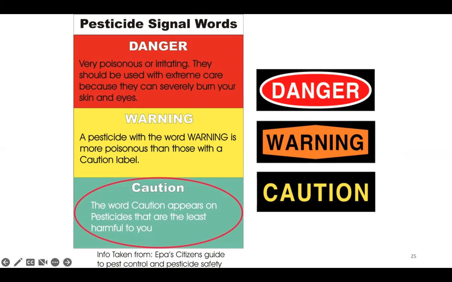And then danger, as you can see, is in red. Danger means very poisonous or irritating, so these products should be used with extreme care because they can severely burn your skin and eyes. It's kind of like the traffic lights: green, yellow, and red, meaning caution, warning, and danger. So those are the signal words. If you see any of those signal words on the pesticide label, you have to take precautions while reading the label and carefully follow the instructions on the label as well.